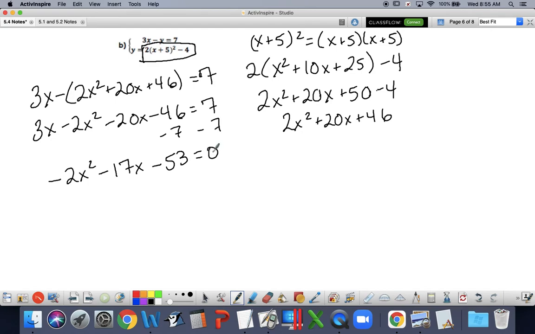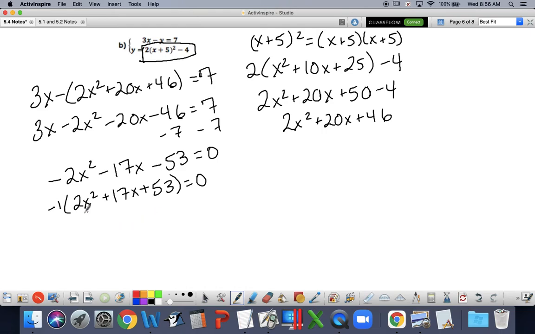equals 0. So the reason why I wanted to do this is I'm trying to figure out if I can factor this. I'm not sure if I can, so I'm going to think about it. Maybe the first thing I want to do would be to factor out the negative 1. Let's see what we get, right? It's nicer working with positive values, right? 2x and 53.